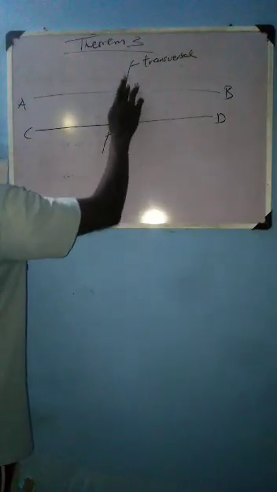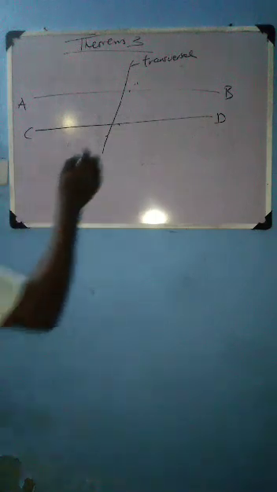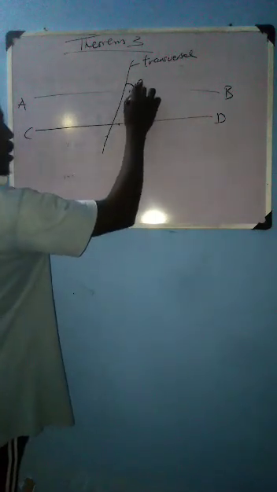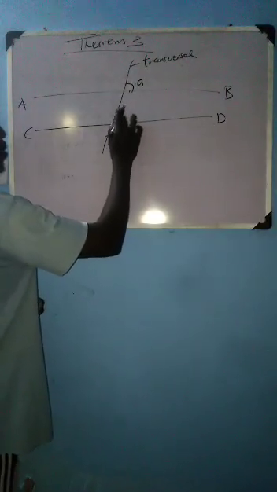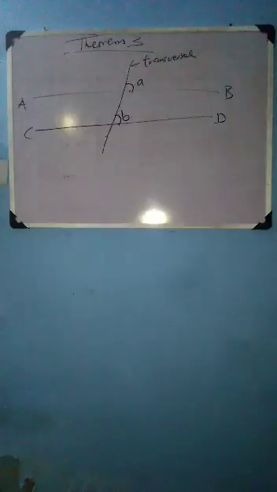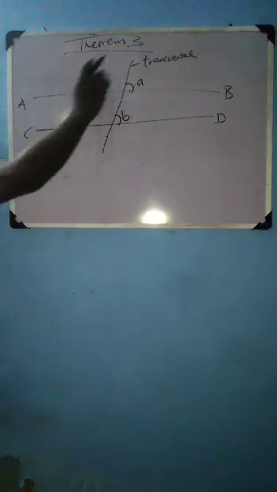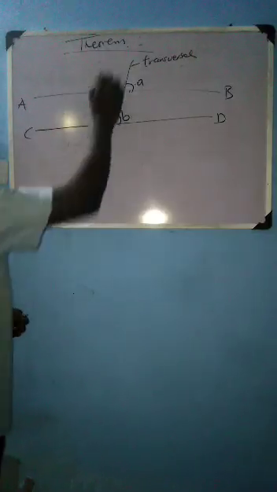See, using the same parallel lines and transversal. So if I make here A and I call here alpha, sorry, let me use here B, for example. This now, that's theorem 3. Alternate angles are equal is theorem 3.